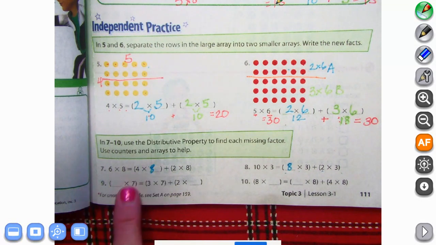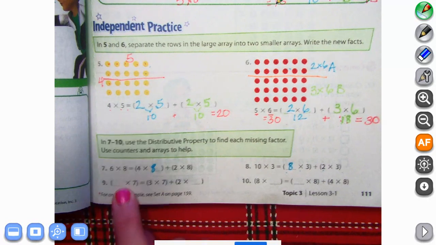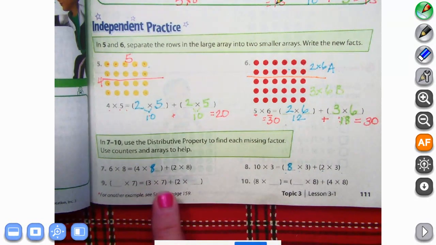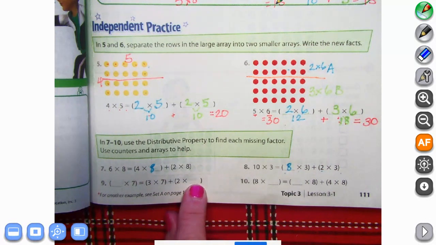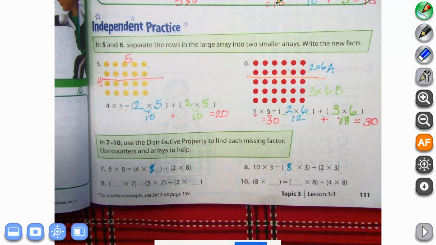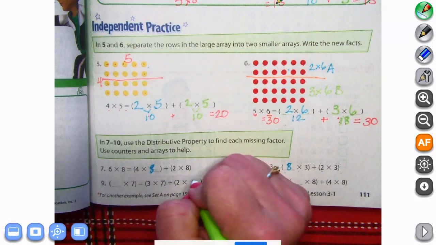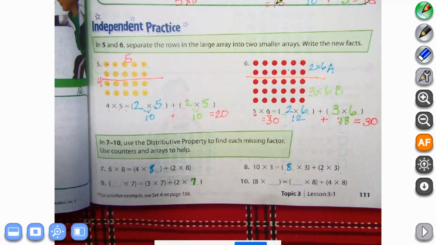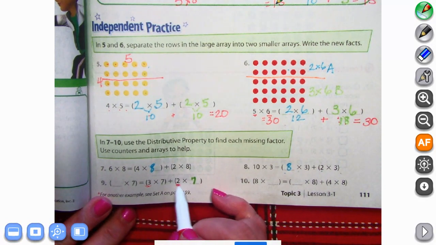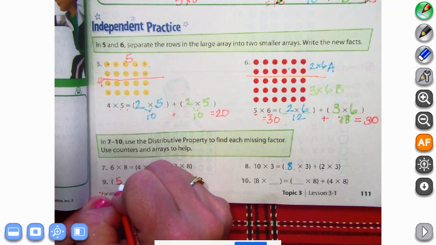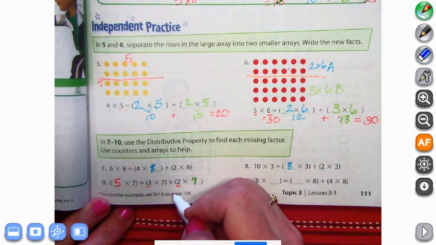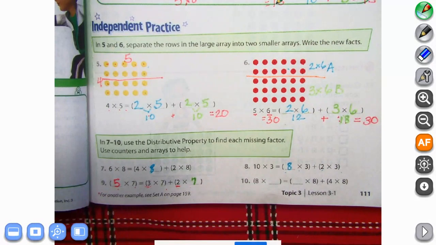Okay, the next one we're trying to solve, what was the original problem? We have 3 groups of 7 and 2 groups of... Now remember, the groups always stay the same. So if it was 7 here, it'll be 7 here. We're just breaking up how many groups of 7 there are. So what is 3 plus 2? 3 plus 2 is 5. 5 groups of 7 can be broken into 3 times 7 plus 2 times 7. I think that distributive property is kind of fun. When you think about how you break it down and then put it back together, it's kind of fun.